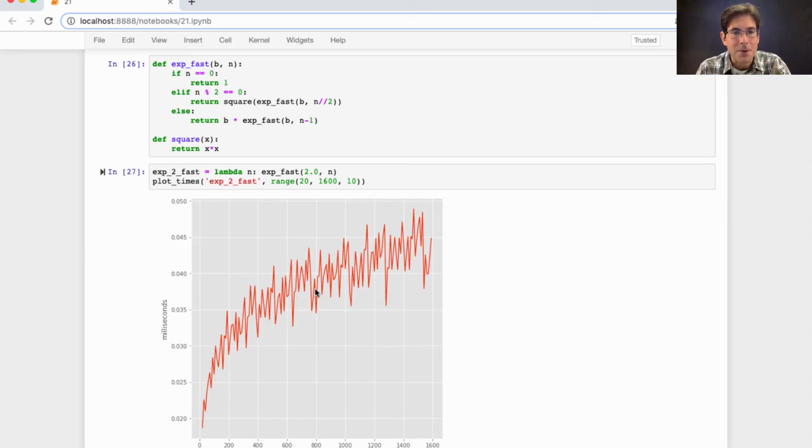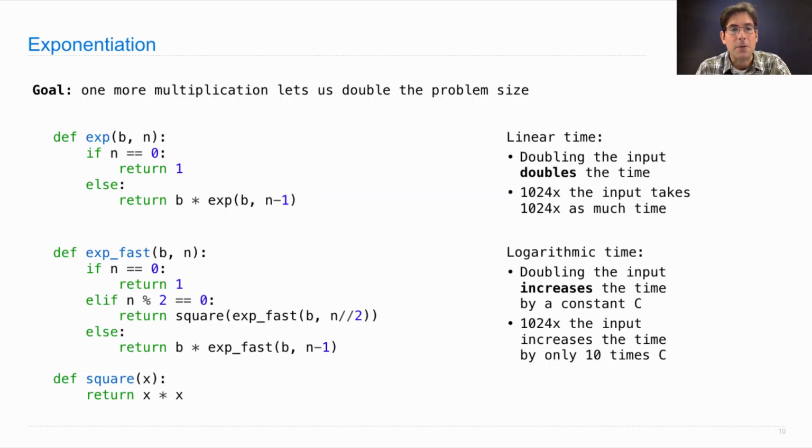Well, that's another 0.002. Going from 800 to 1600 is another 0.002. Every time we double the input, it just takes a constant amount of extra work. And that's because we're making recursive calls on n that's only half the size. That's called logarithmic time. So to summarize, a linear time function requires one more unit of work for every one bigger n.